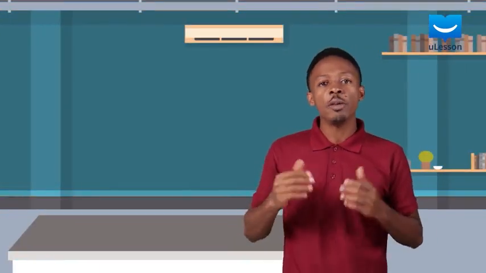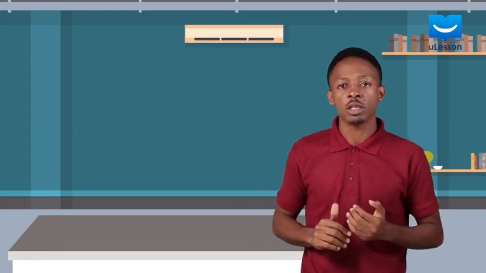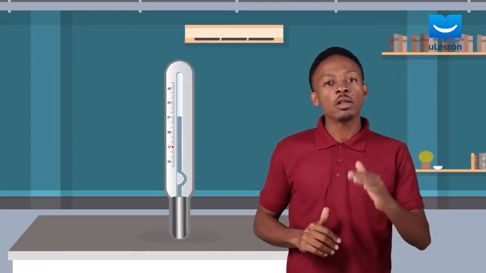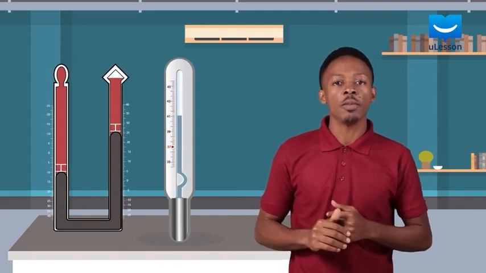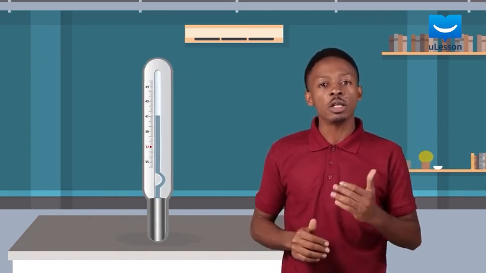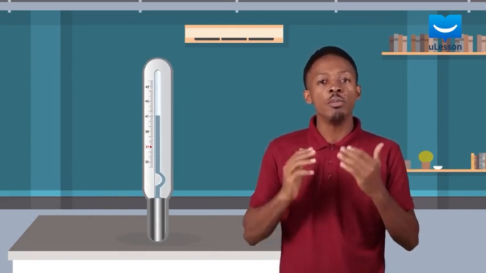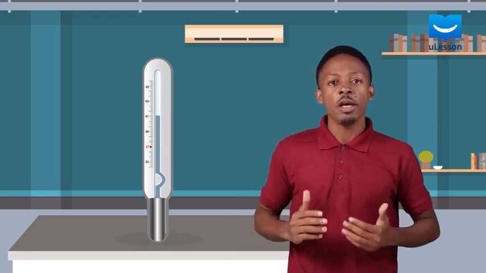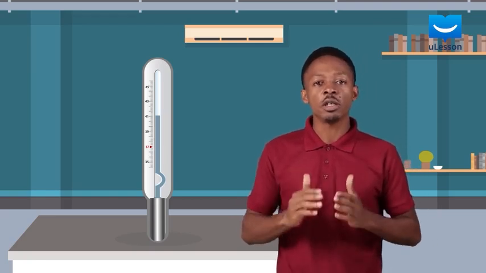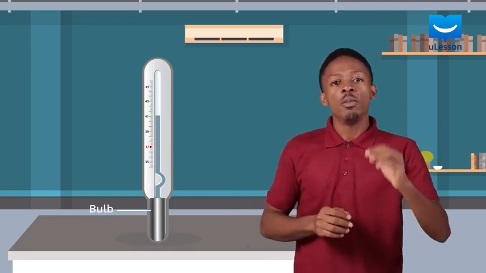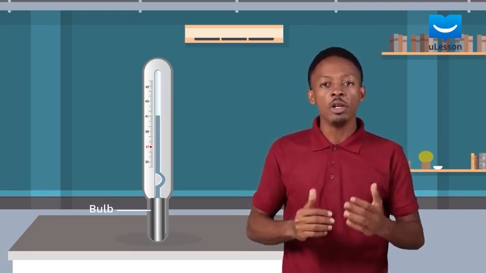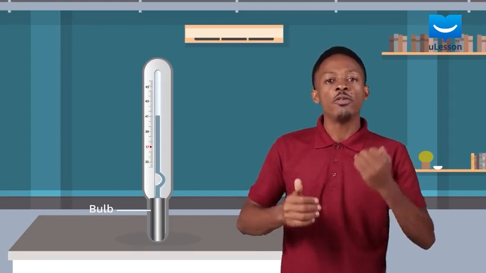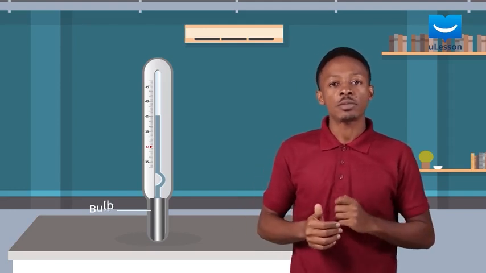There are two special applications of liquid in glass thermometers which we will discuss next. First, the clinical thermometer, and then the minimum and maximum thermometer. The clinical thermometer is used for measuring body temperatures. Its unique features start from the bulb. Most clinical thermometers have a metallic cover around the bulb to improve heat transfer for faster readings.